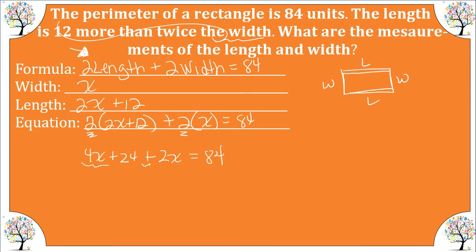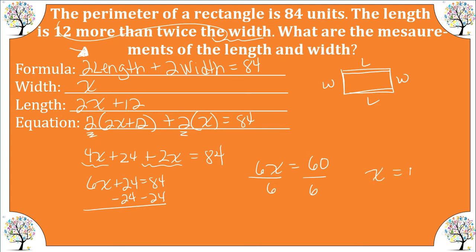Let's combine like terms. This gives us 6x plus 24 equals 84. Let's subtract out the 24, and we get 6x is equal to 60. Let's divide by 6, and x equals 10. So our width is 10, and our length is 2 times the 10 plus 12. So 2 times 10 is 20, plus 12 is 32.